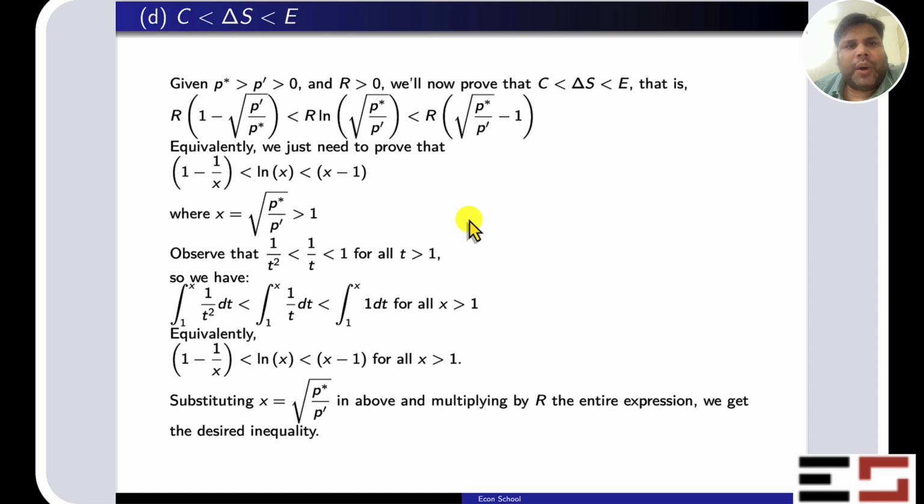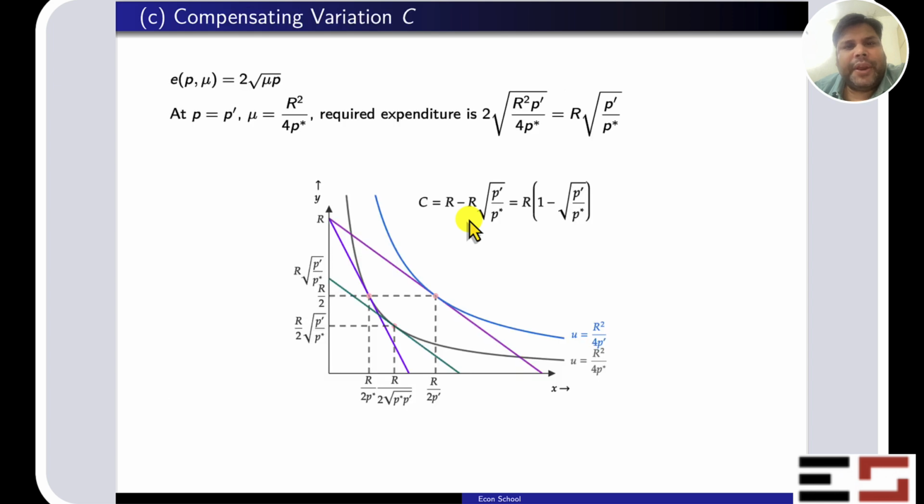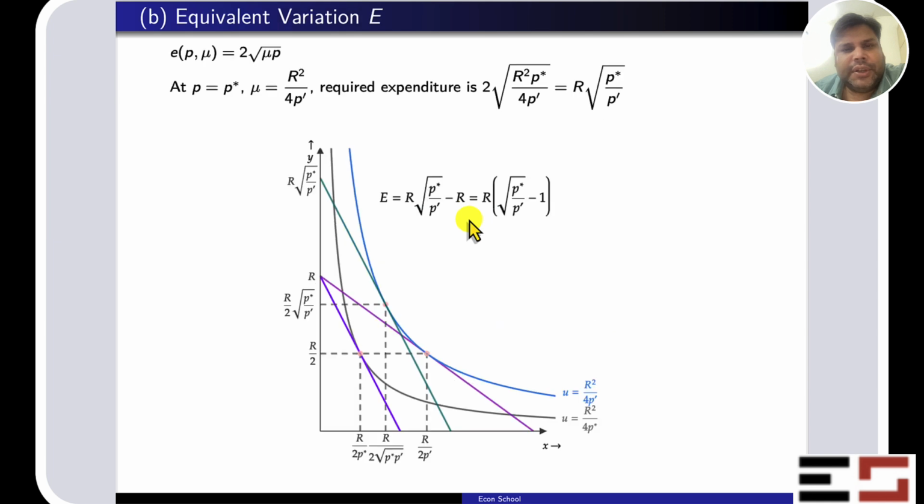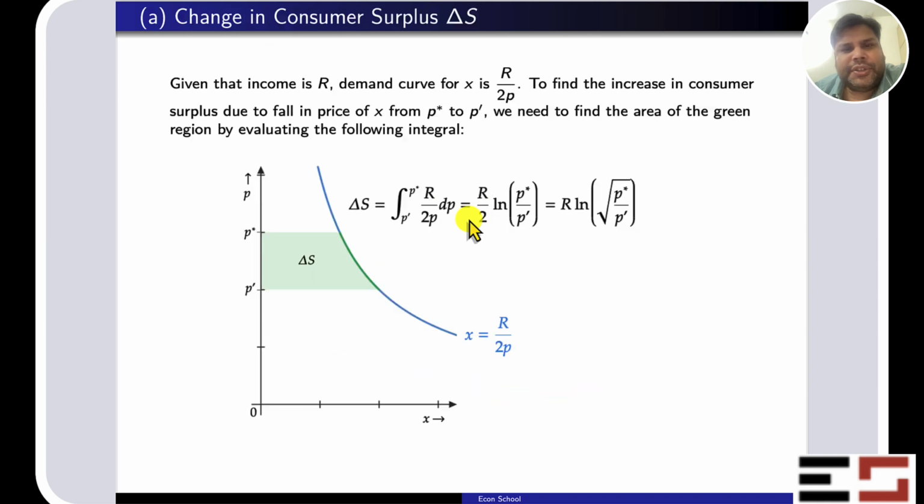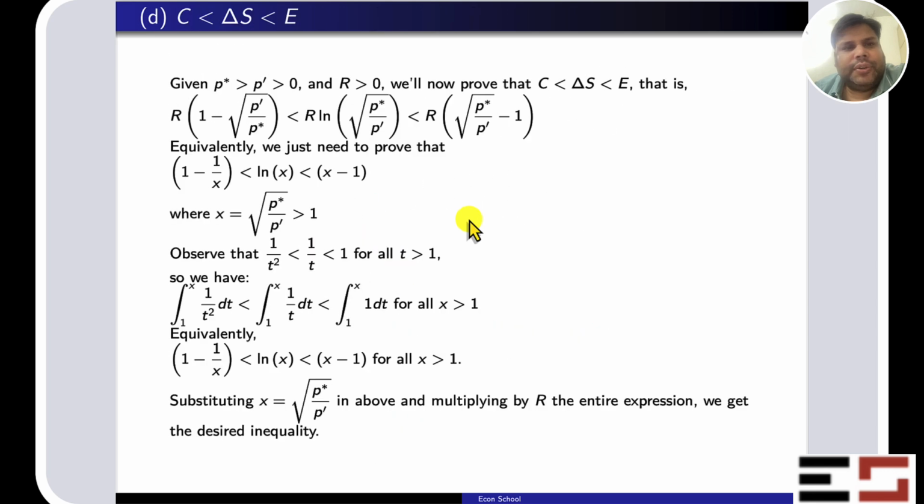Now the next part requires us to compare the compensating variation, which is this expression, the equivalent variation, which is this expression, and the change in consumer surplus, which is this expression. So we'll have to prove that the compensating variation is less than the change in consumer surplus, which is less than the equivalent variation. It is also given that p star is greater than p prime and r is positive. Okay, so let's prove this.